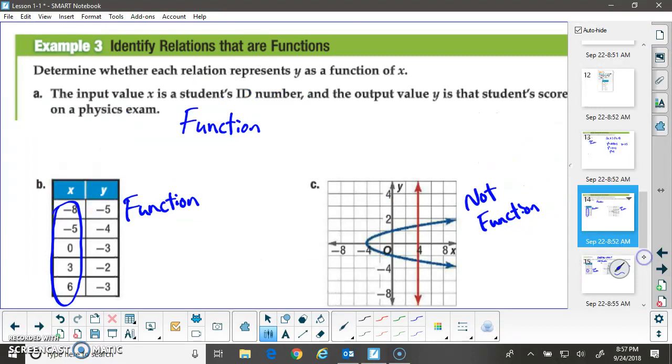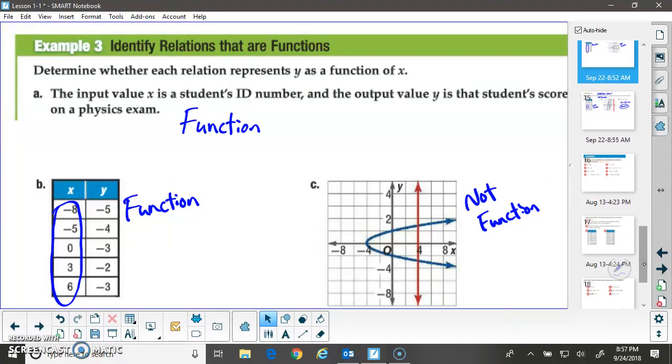So that is everything for day 1 of lesson 1.